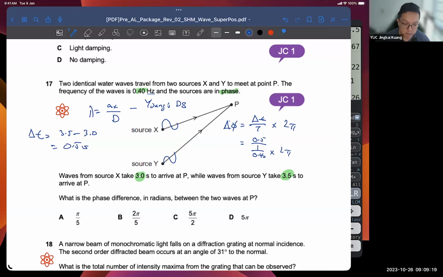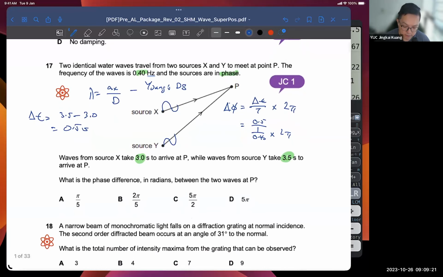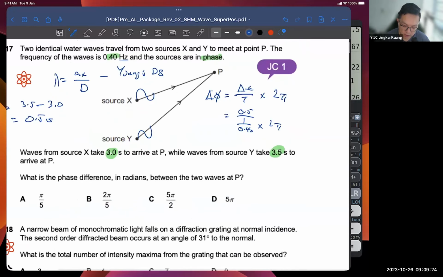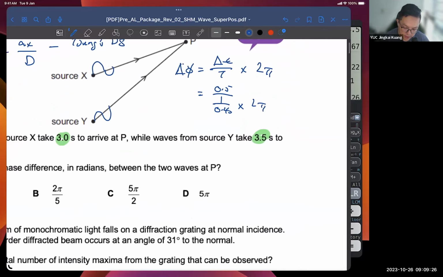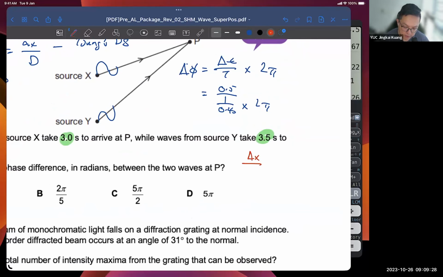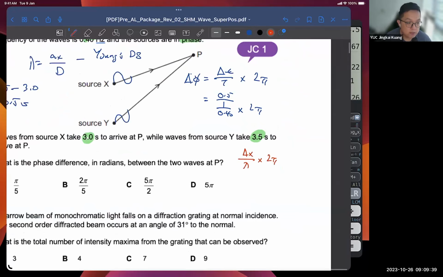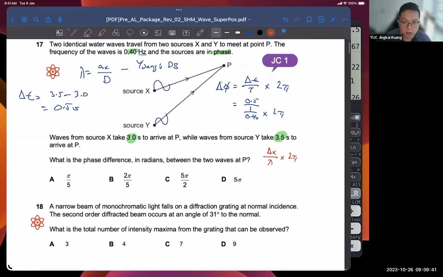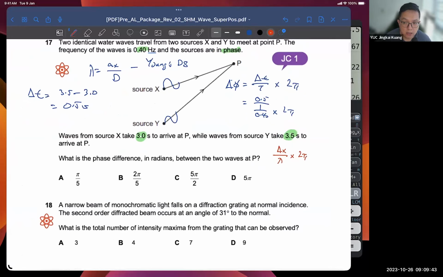Another formula for phase difference, in terms of wavelength, you can have delta x, the path difference, divided by wavelength, multiplied by 2 pi. This will also give you your phase difference, if you are given in terms of wavelength. All right. So that's question 17. Any issues for 17 so far? Quite straightforward.